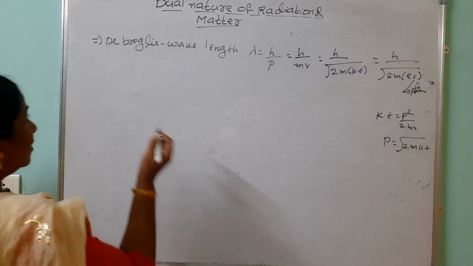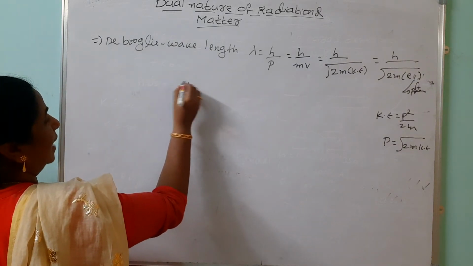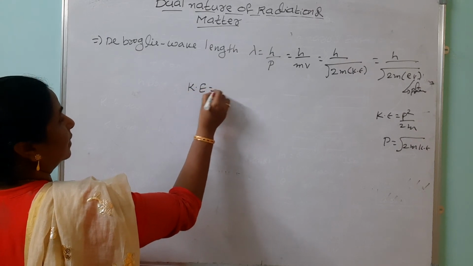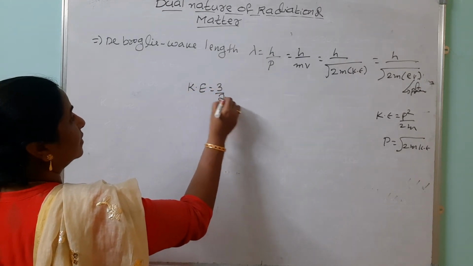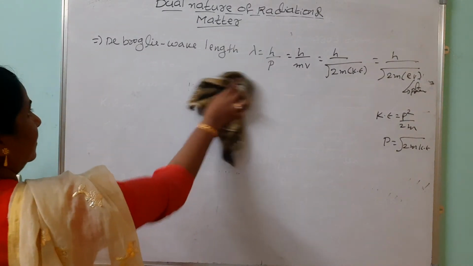Not only this one, in kinetic theory you know that KE equals 3/2 kT, in terms of absolute temperature. In terms of absolute temperature also we can express this one.